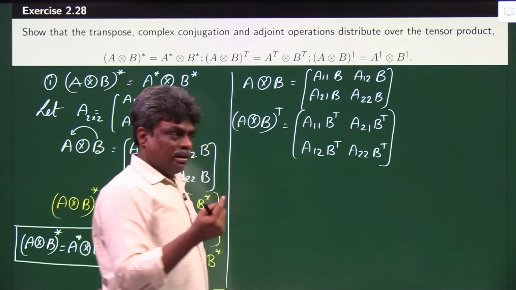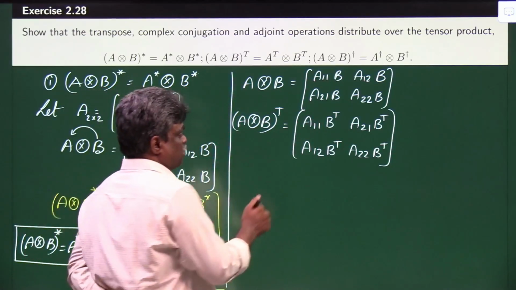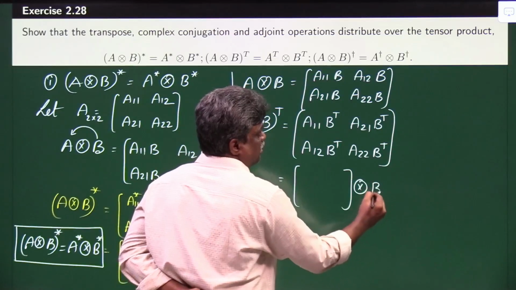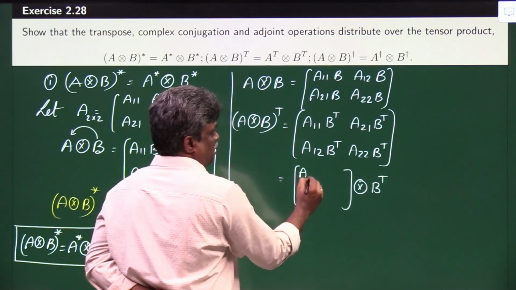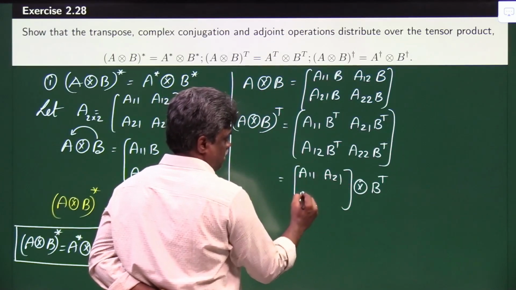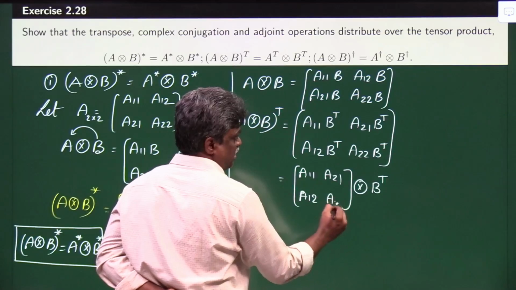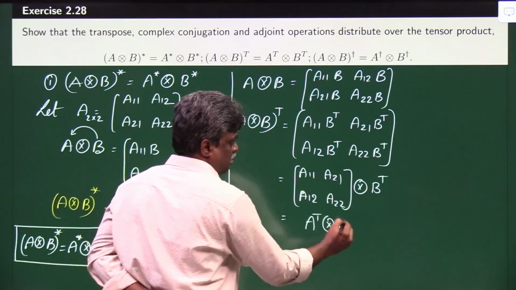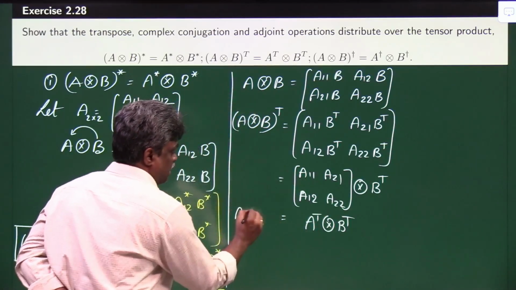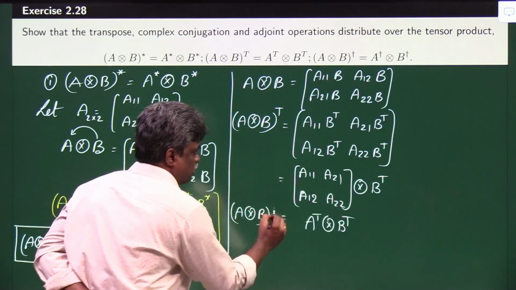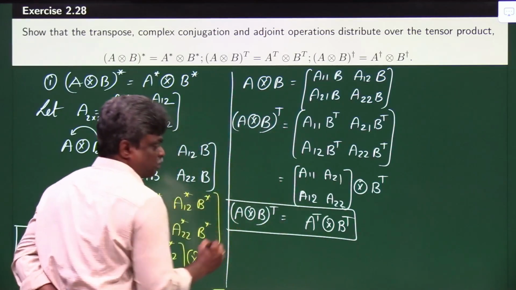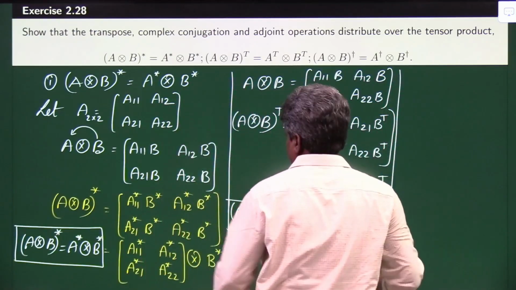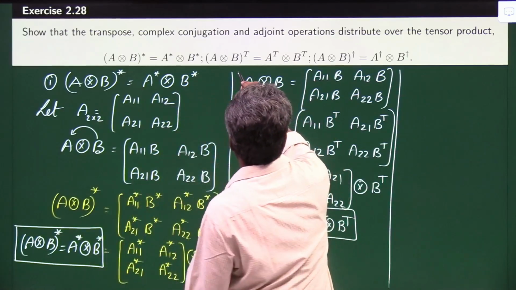Now again what happened, each and every element is multiplied with the B transpose. So again I can write this as the square matrix, the tensor product of B transpose. Which is nothing but A11, A21, A12 and A22. This is nothing but A transpose, the tensor B transpose. So finally, A tensor B whole transpose equal to A transpose tensor product B transpose. And the third one is combining these two properties. Third one.